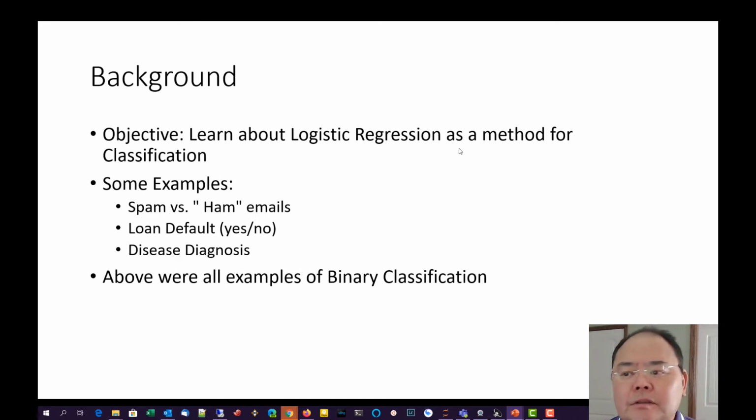Let's talk about what logistic regression is. In this lecture, we're going to learn about using logistic regression as a method for classification. Some of the applications for logistic regression include determining spam emails or ham emails. Many of the spam filters in email clients are using this type of algorithm.